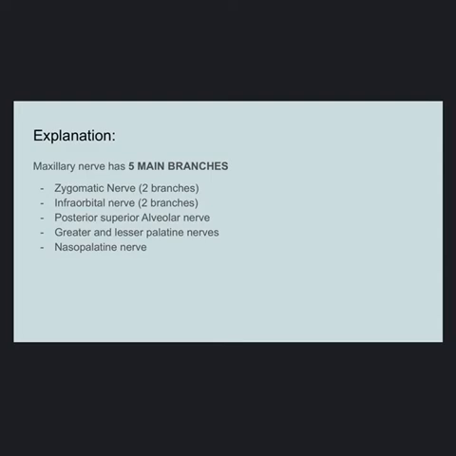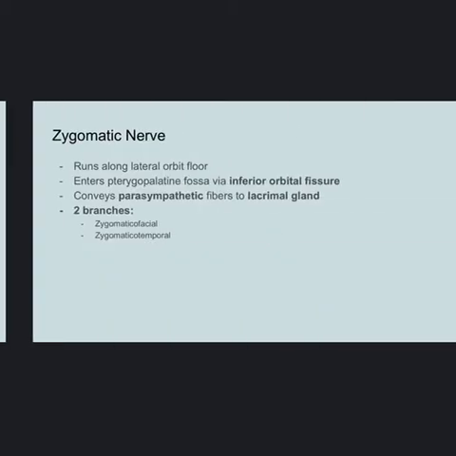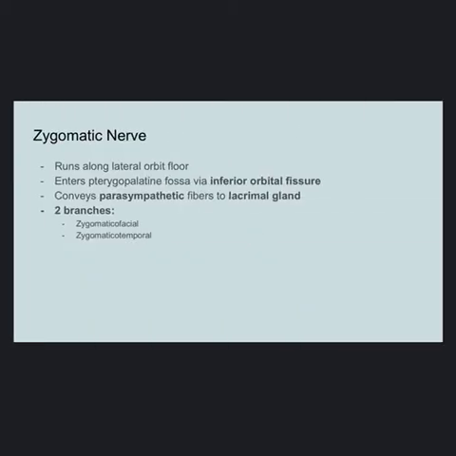All right, and this explanation is what I just said. If you guys want to pause and read, you can. So the zygomatic nerve runs along the lateral orbit floor. It enters the pterygopalatine fossa via the inferior orbital fissure, and it conveys parasympathetic fibers to the lacrimal gland.